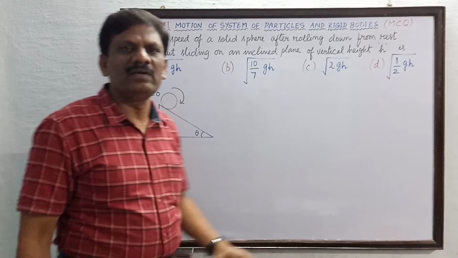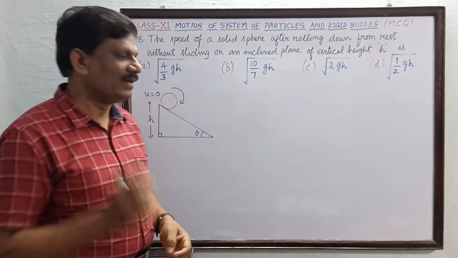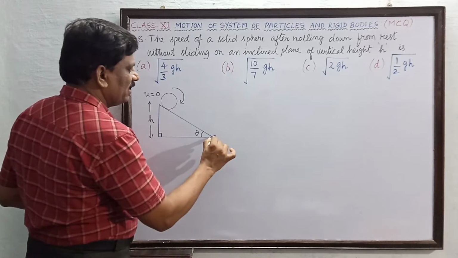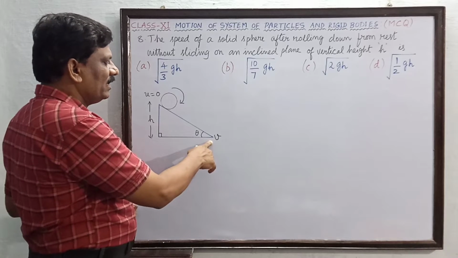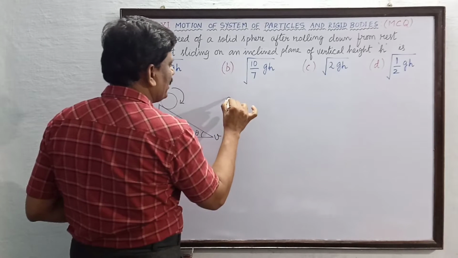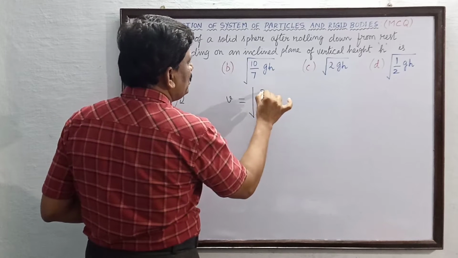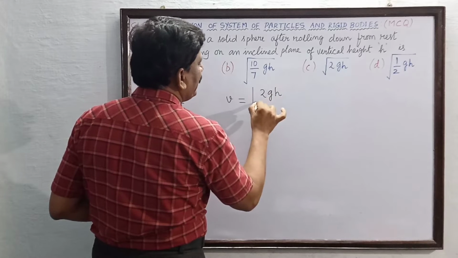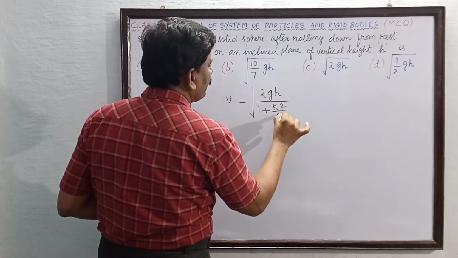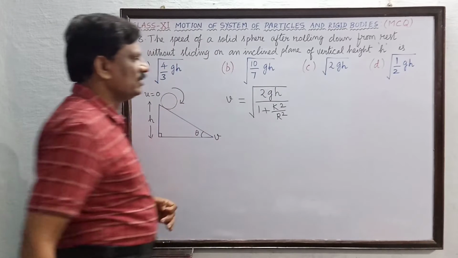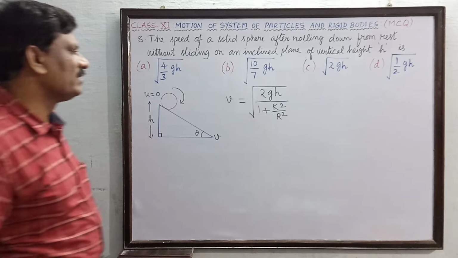Now already we have derived expressions for its acceleration due to gravity and the final velocity with which it is going to touch the ground surface. So the velocity with which it will reach the ground surface is given by v is equal to square root of 2gh divided by 1 plus k square by r square. So this is the expression for the final velocity when it is touching the ground surface.